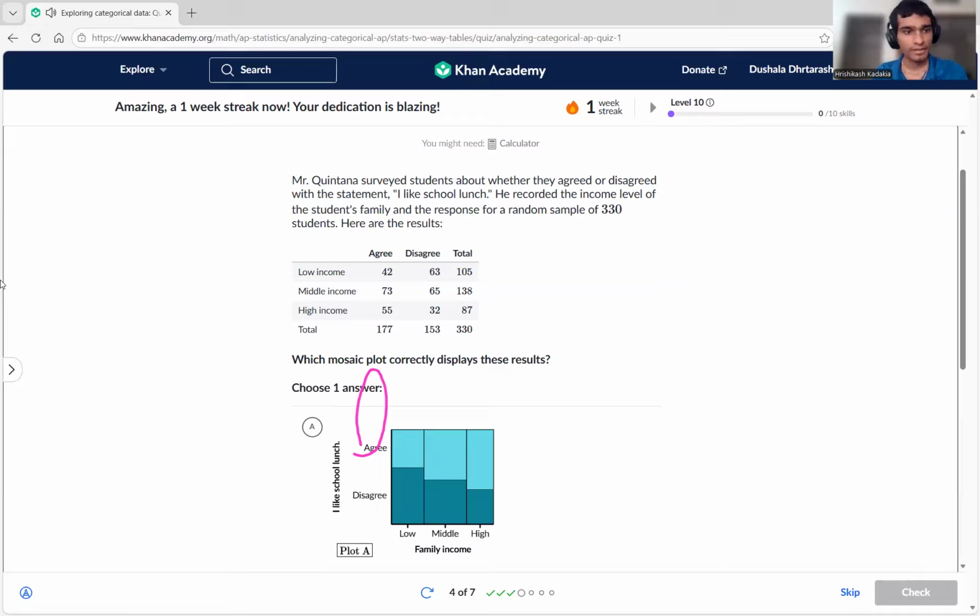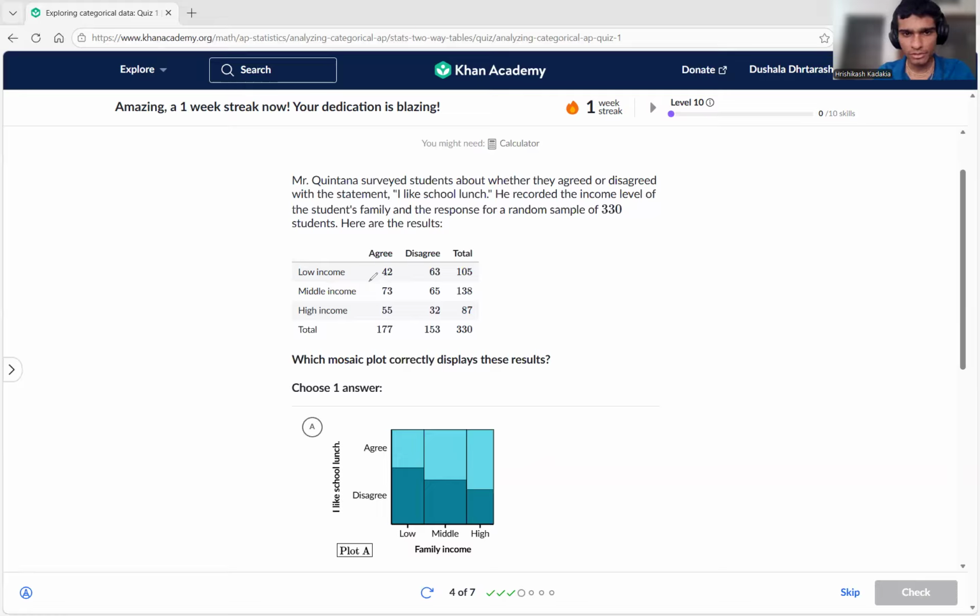Okay, great. Now we're doing mosaic plots again. Back to mosaic plots. Mr. Quintana surveyed the students about whether they disagreed or agreed with the statement, I like school lunch. They're just trying to agree or disagree with the statement, and then recording the income level of the student's family and the response for a random sample of 330 students. Here are the results, shown on the screen. It's low income, middle income, high income students, and whether or not they agree with liking or disliking.